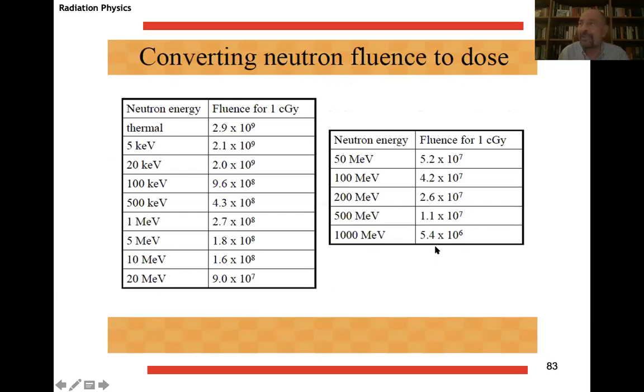But there are nice tables, again, that allow you to convert neutron fluences to those. These are, for example, examples of neutron energy for thermal neutrons, and then faster neutrons. These are neutrons up to 1 GeV, and it gives you how to convert the fluences to those. This is the fluence per square centimeter of neutrons necessary to give you 1 centigray of dose in water.